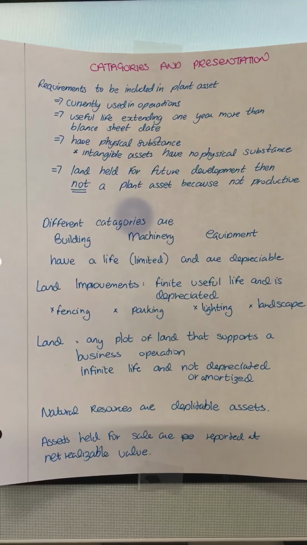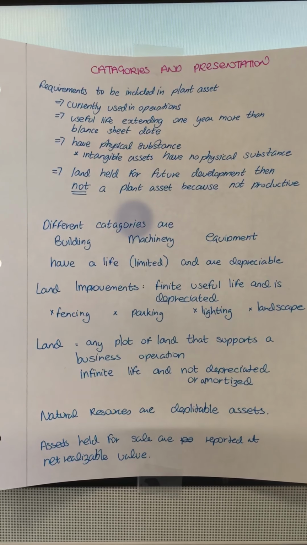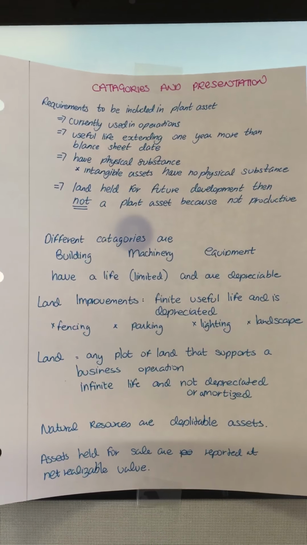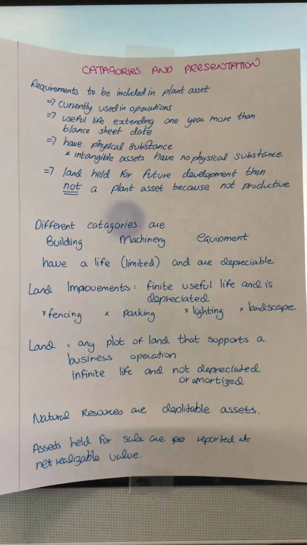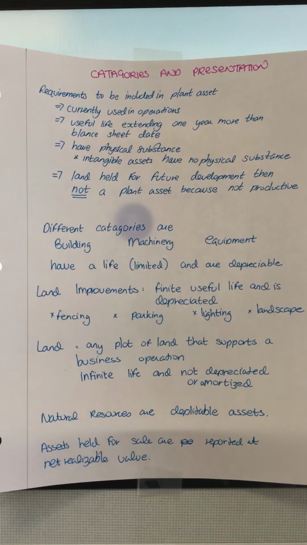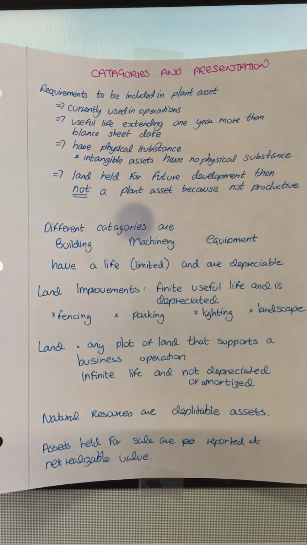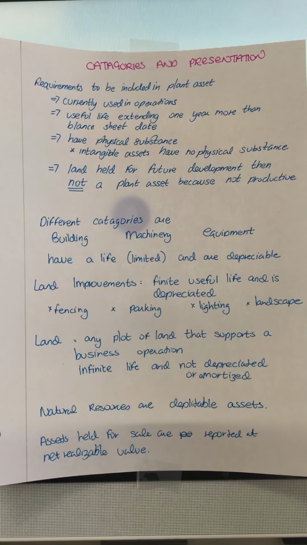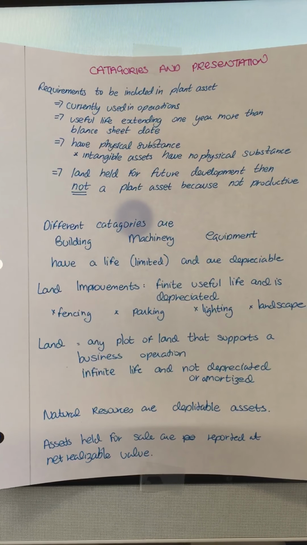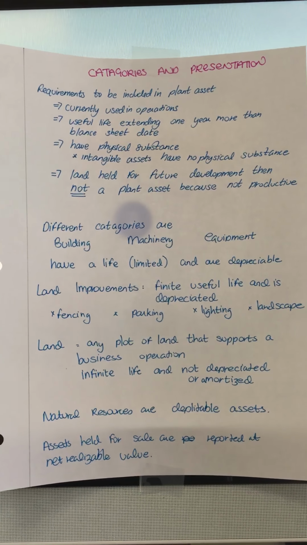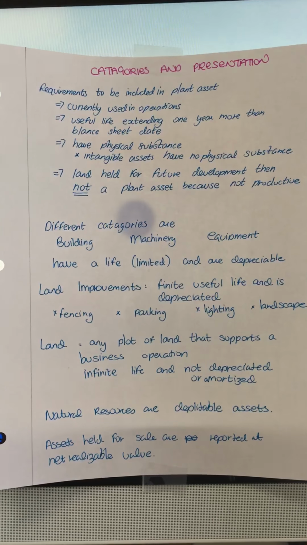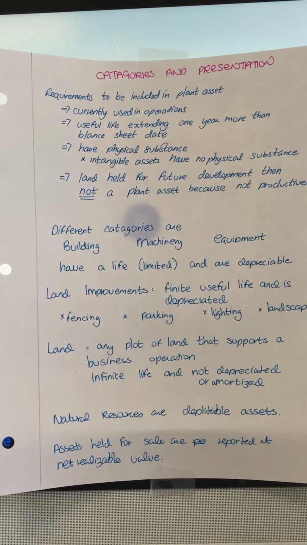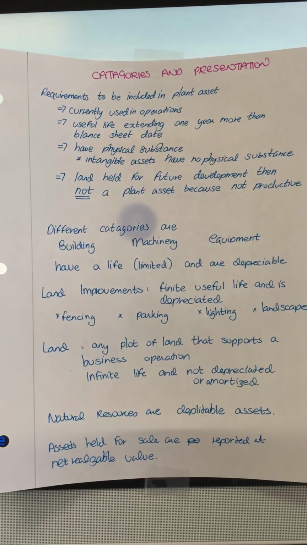Land that is being held for future development is not a plant asset because it's not productive. It's a plot of land that's being sold and someone's going to buy it and put a Kroger on it, put a HEB on it. It's a future investment, future development. And it's not currently being productive. The only thing that's on there is just grass growing. So it's not a plant asset.